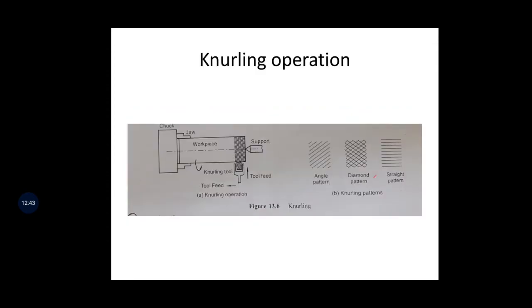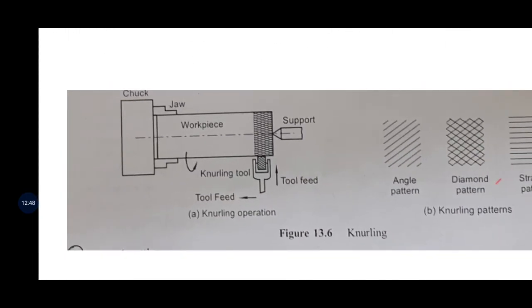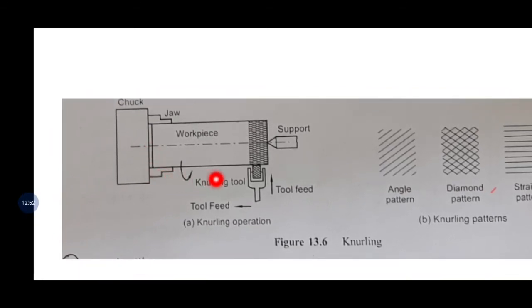So next we will go for the knurling operation. Knurling operation, again the same thing. The workpiece you have to keep in the 3-jaw chuck. This small portion is the knurled surface. Why is the knurling operation required? To get the grip, to get the support.